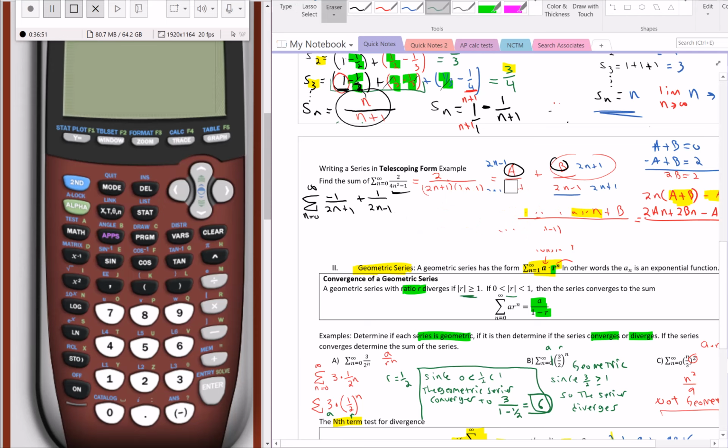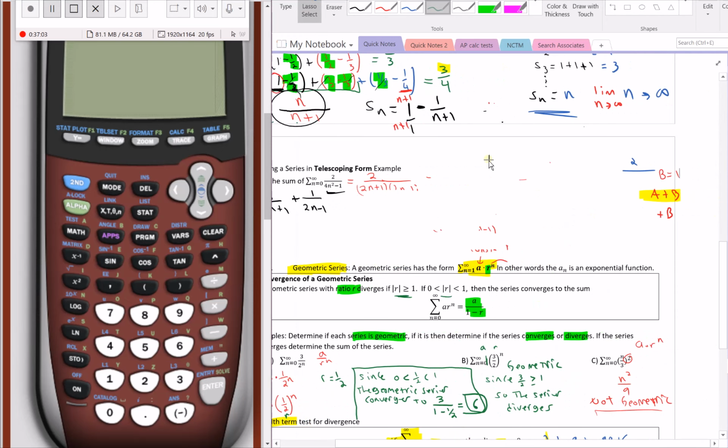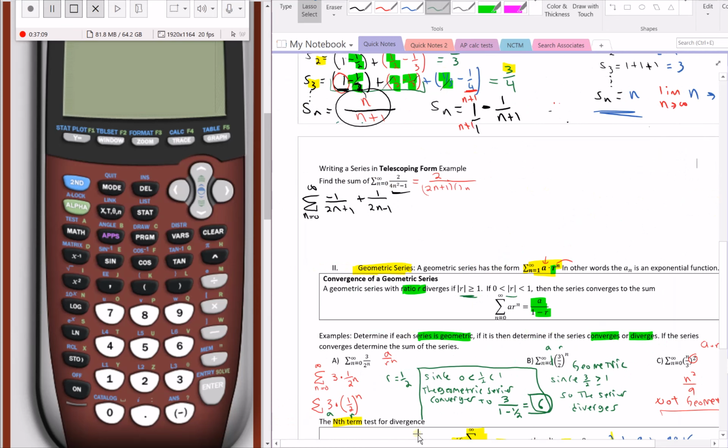And now we can do what we want to do for the rest of it here. That's a dumb way to erase. All right, so now our goal here is to rewrite it as a telescoping series. So let's go and write some of the sequences, the terms in this, right? Let's go and write S n, just so we can see it.